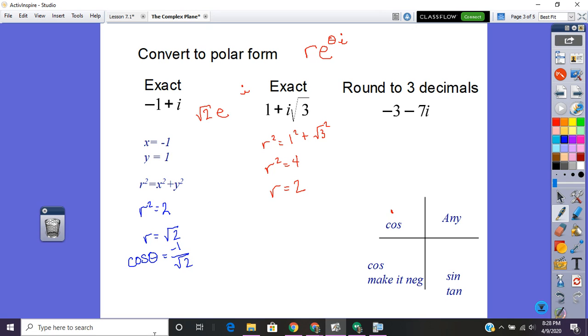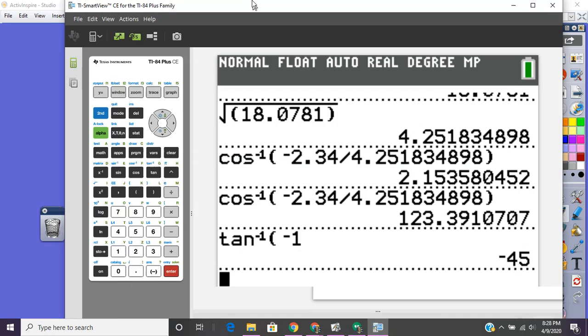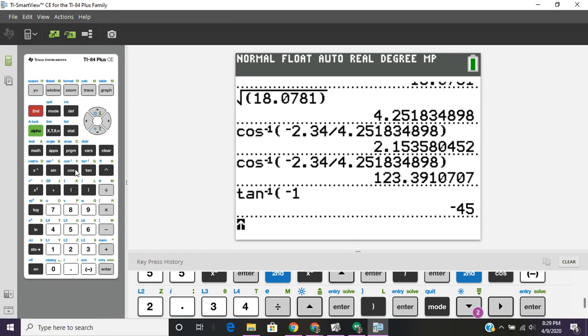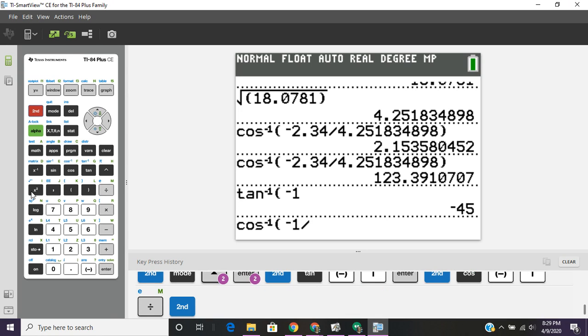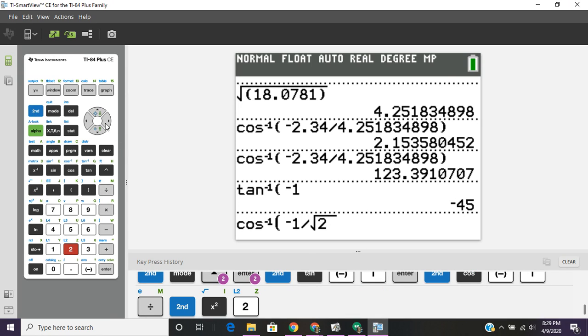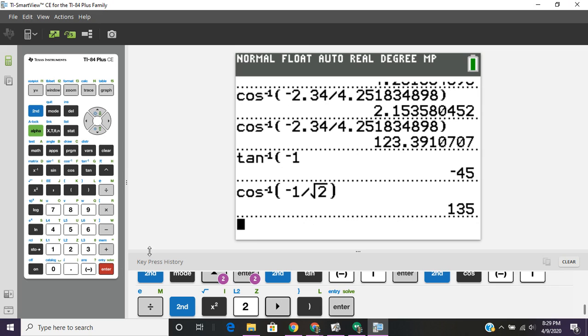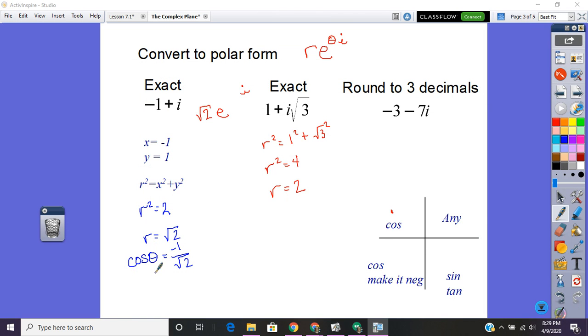You should still be able to type this in the calculator with absolutely no problem. It would still be second cosine of negative 1 divided by the square root of 2. And guess what? We still get a nice number. It's 135. So theta equals 135 degrees. So the only difference that we have here, because our r didn't change, is that up here we have 135 degrees.